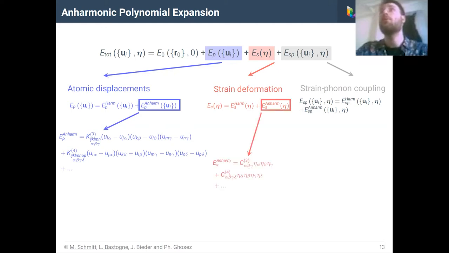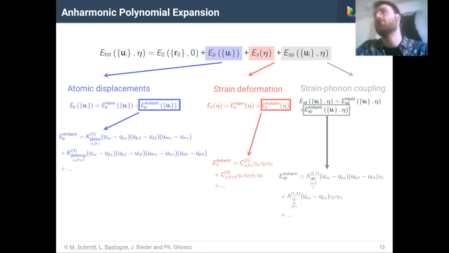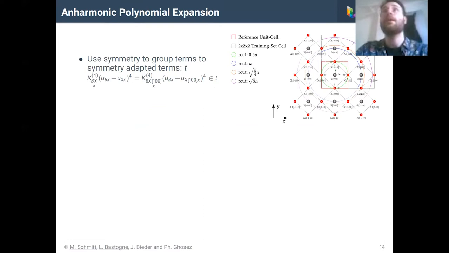On the strain, we don't have that problem, so we just make products of the different strains. And in the strain phonon coupling, we combine both. So we make the products of differences of displacements times the homogeneous strain. And now, what is implemented in Multibinit is to use the symmetries of the reference structure to group all these terms together, so that those that are equivalent get the same coefficient.